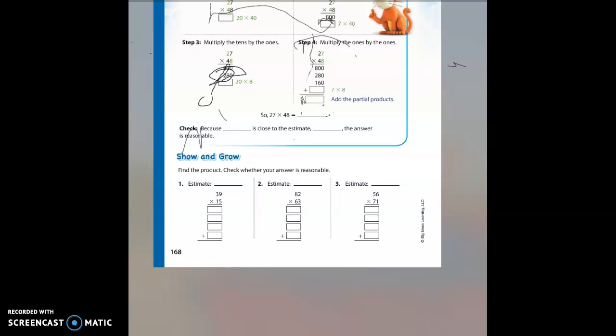39 is close to 40, so for my estimate, I'm going to instead write 40 times, and 15 is in between, so I'm just going to go ahead and do times 10.